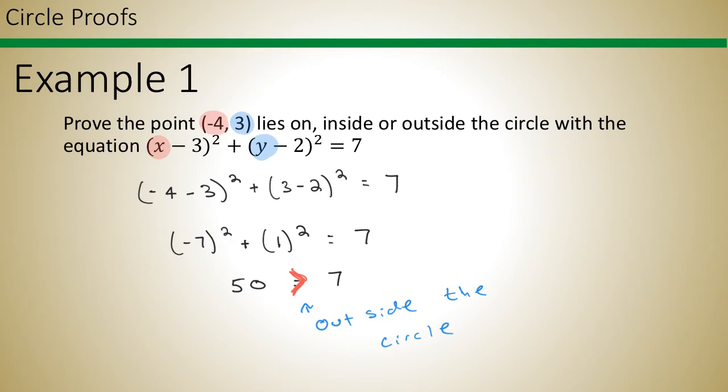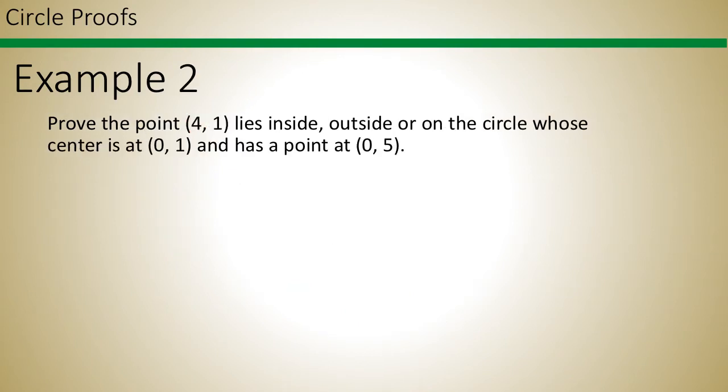And that's it. All you have to do is plug it in and see what happens. Here's another one. It says prove that the point 4, 1 lies inside, outside, or on the circle whose center is at 0, 1 and has a point 0, 5. On this one, we actually need to write the equation of our circle. Two things I know are that my center is at the point 0, 1, and I have this point up here at 0, 5 that's on the circle.